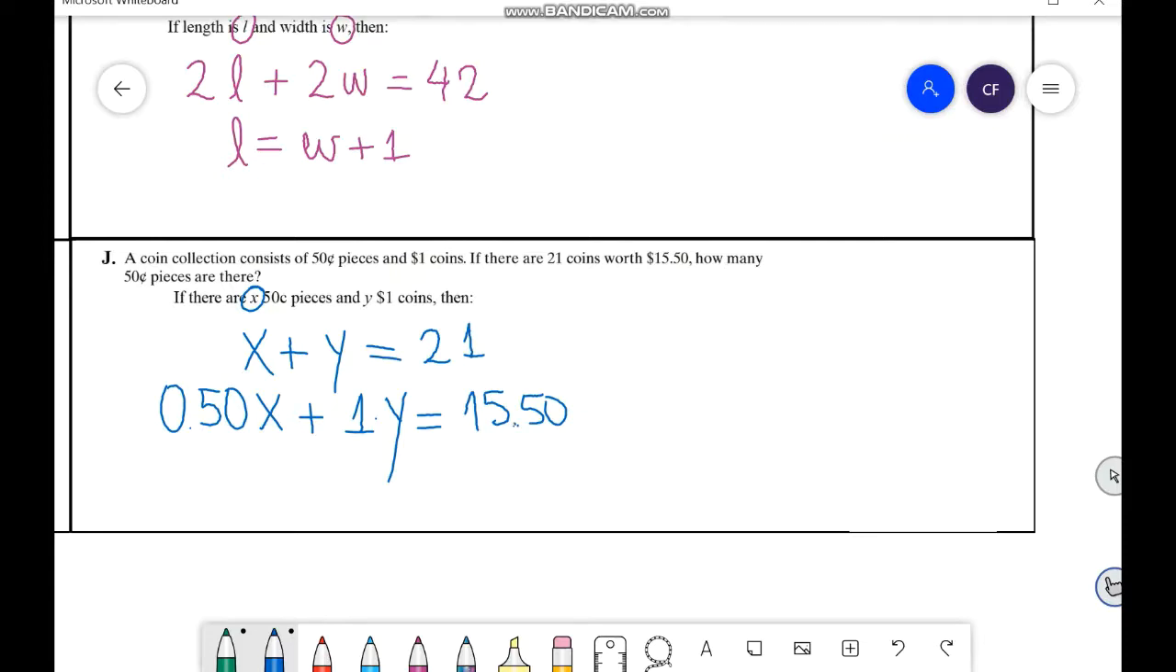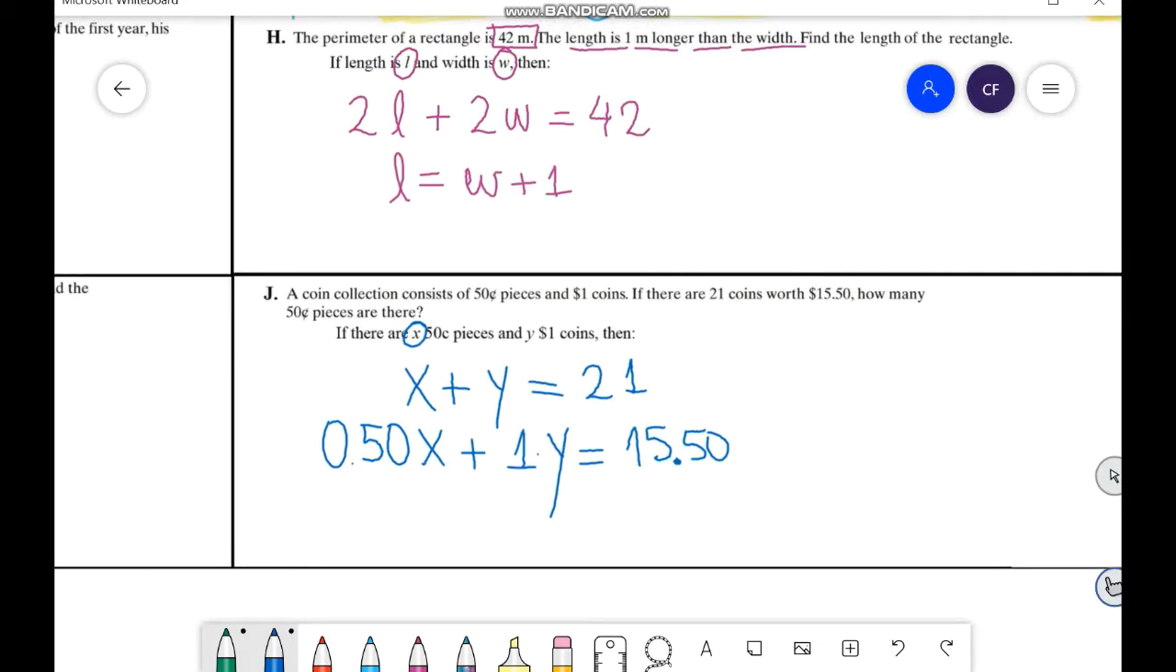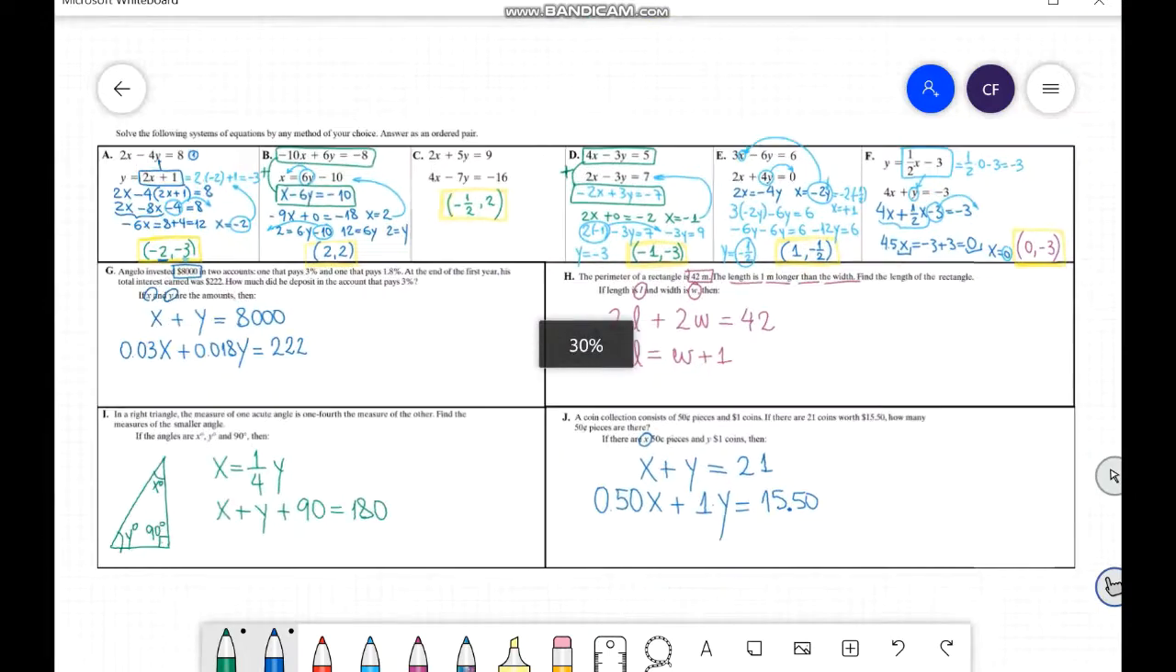Now use graphing or use substitution or addition method and find the answer for X. Then check. This is what you have so far.